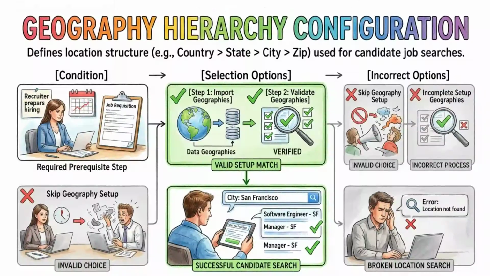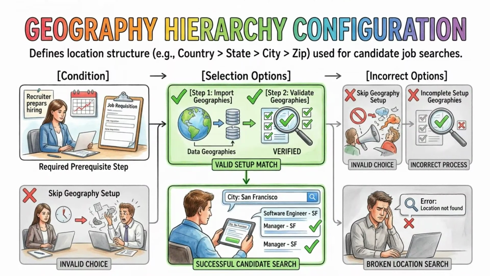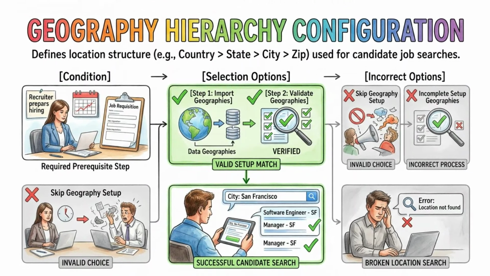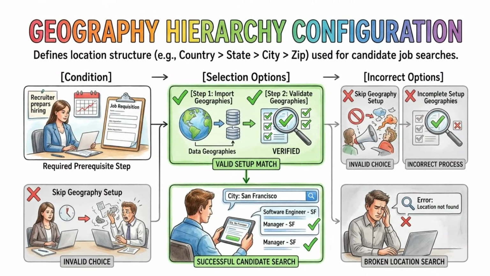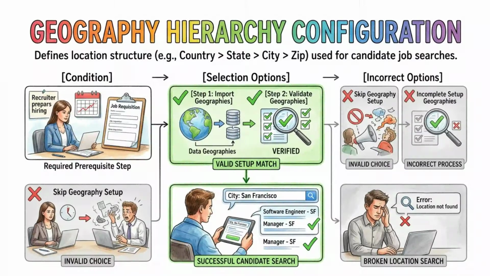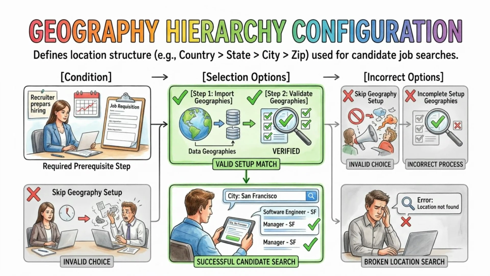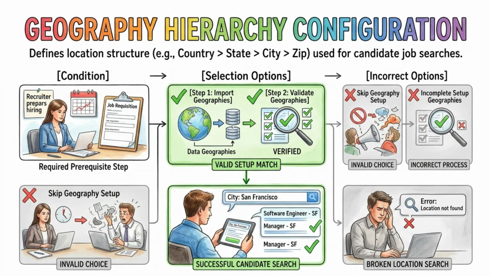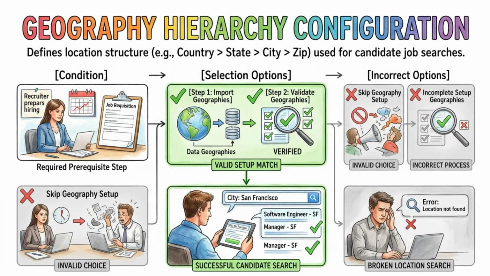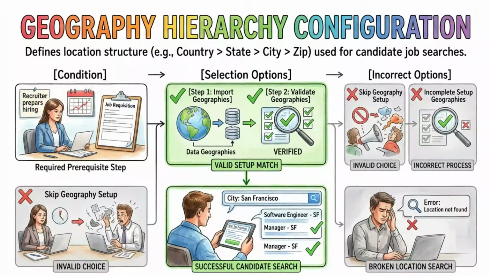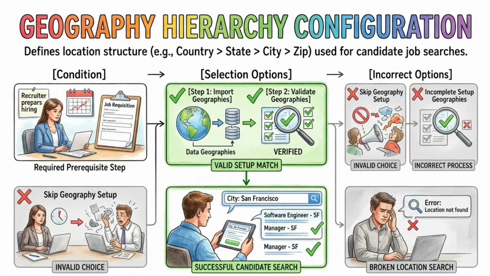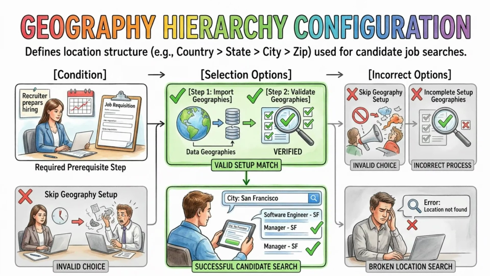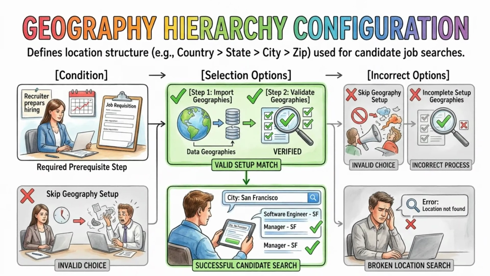Let us circle back to geography for a moment to discuss radius search capabilities, which is a very specific system configuration. Once your geography hierarchy is built, you must run a special background process to enable spatial data, which allows candidates to search for jobs within a specific distance from their home. If an administrator forgets to run this specific indexing process, the map-based search functions on the career site will simply fail to work. This is a very common real-world issue and a favorite tricky question on the certification test.